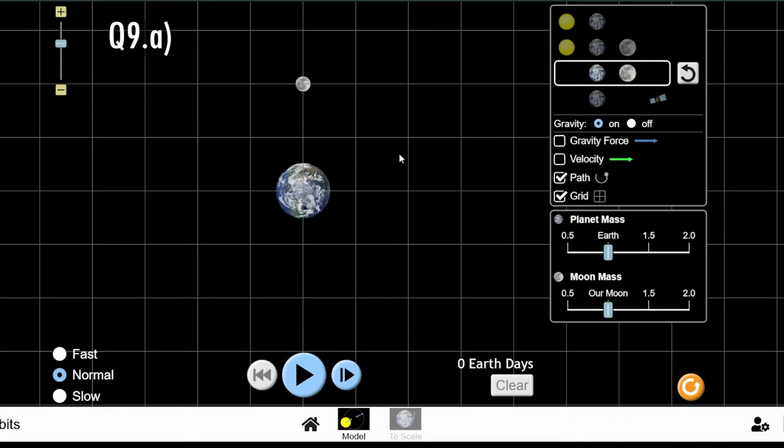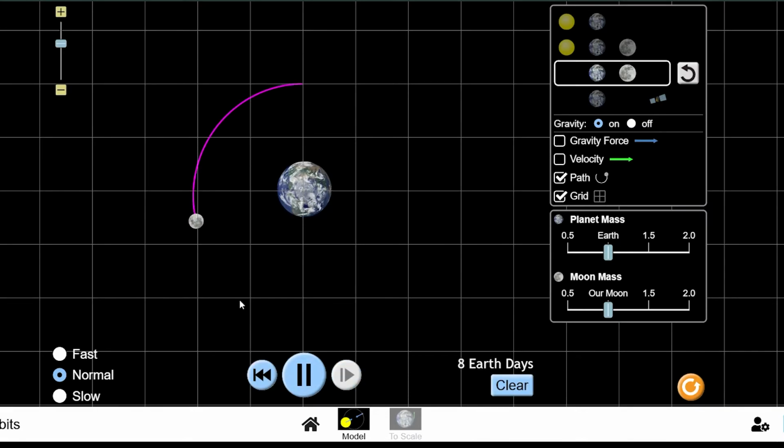Let's delve into the investigations and see what we can understand using these laws that we've just learned. For the remainder of this video, we're going to be looking at a few simulations using the PhET program. What I've put up on the screen right now is the Earth and the Moon. This is not to scale, this is just a model. I'm just going to look at what happens when the Moon orbits Earth.